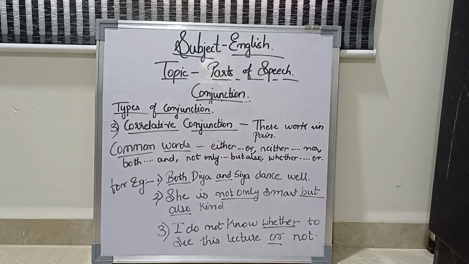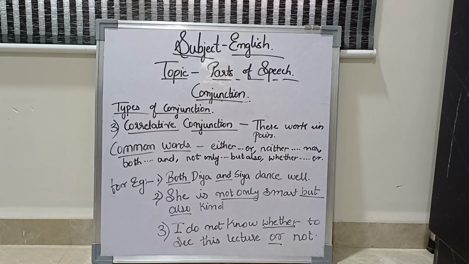Right? Now, the third one is whether or. ये मेरी दिल की बात है actually. I do not know whether to see this lecture or not. Many people think that. बुरा लगता है, दिल से बुरा लगता है. I do not know whether to see this lecture or not. So whether and or. If whether is there, or will also automatically come.